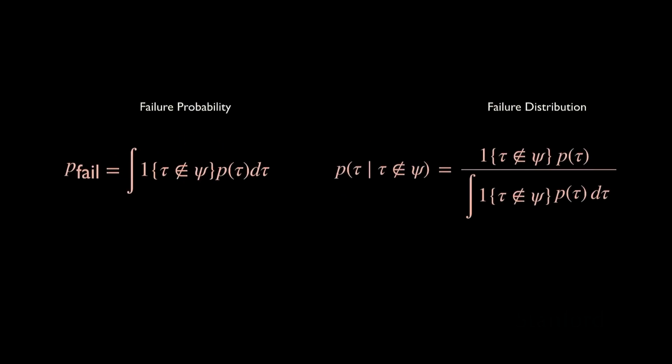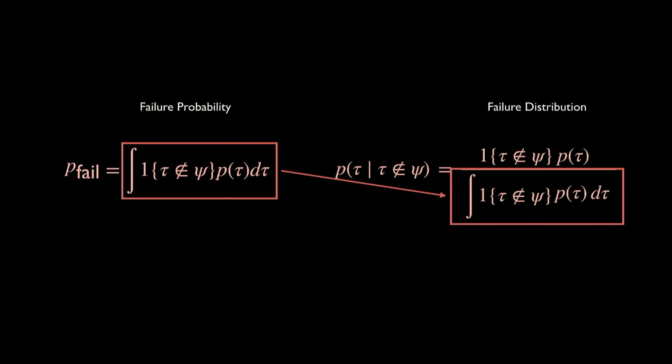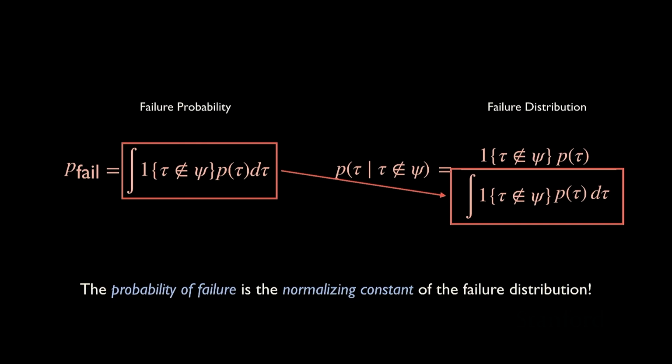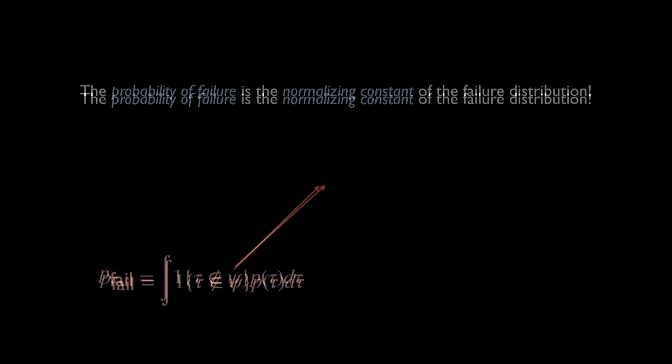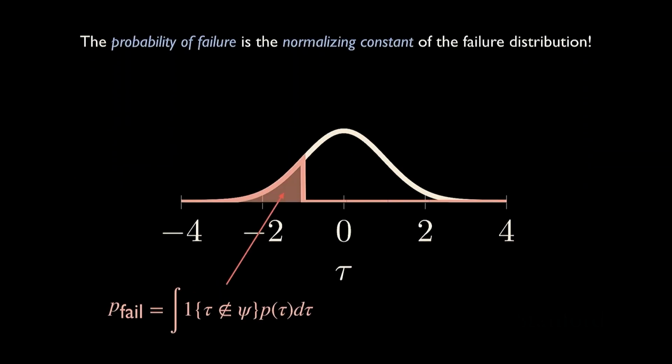And this might look familiar to you, because from the lecture that we were just talking about, you'll notice that it matches exactly what we had in the denominator of the failure distribution. And so it turns out that the probability of failure is just the normalizing constant of the failure distribution. So there's this connection here. It's equal to the area under the unnormalized failure distribution density.